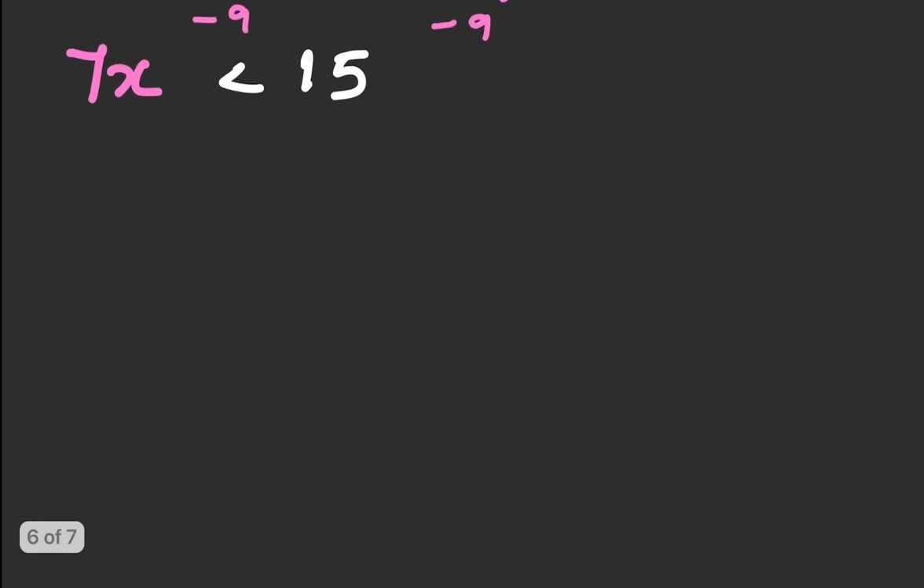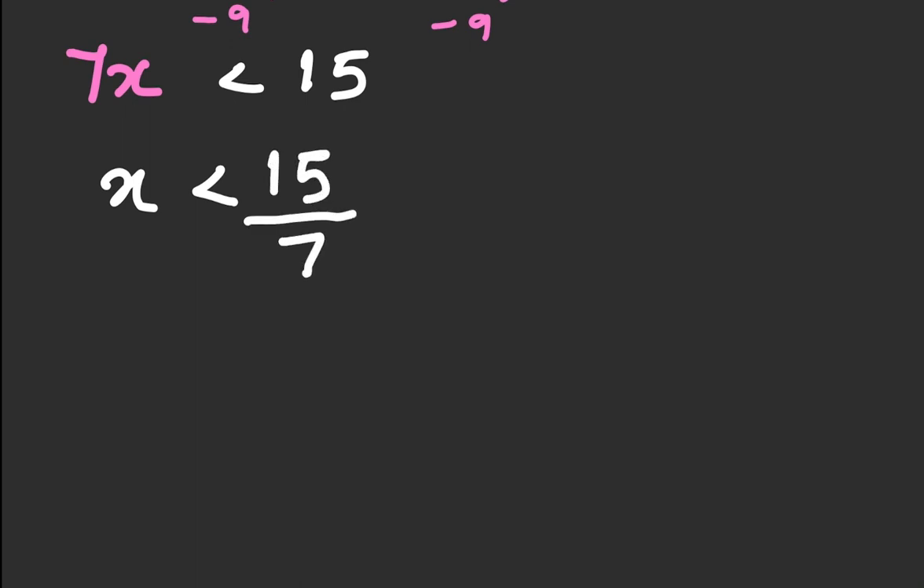So x would therefore remain to be the same. So we would have the same sign, that is less than, because we aren't multiplying or dividing by a negative value. If we are, then this sign would change. And then we have 15 upon 7.